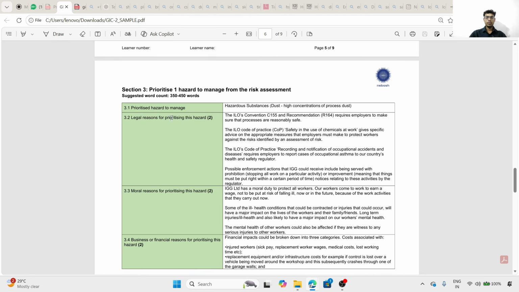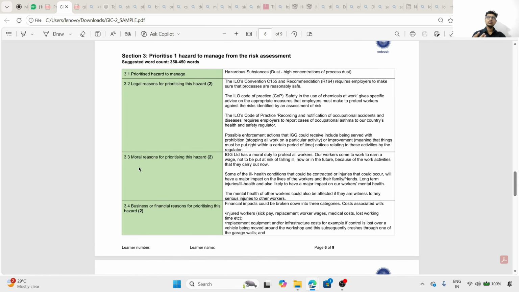We need to say the legal reasons for prioritizing the hazard. In the element we had seen the moral reasons, financial reasons, legal reasons. So we need to discuss the legal reasons. Due to this particular risk or hazard, what legal reasons are there? So we should prioritize this hazard, which means you had mentioned that this should be controlled. So what are the legal reasons why we should control this hazard? We should mention that. Same here, what are the moral reasons why we should prioritize this hazard? You should say the reason, like we should explain why.